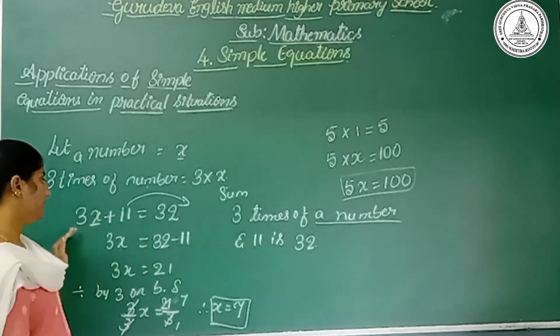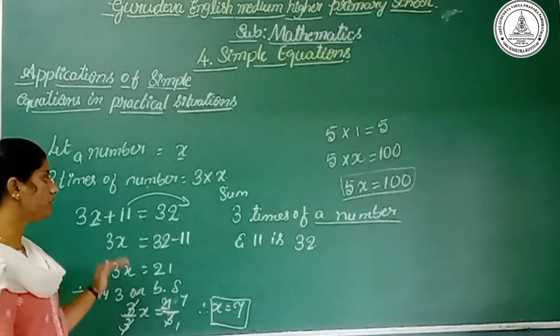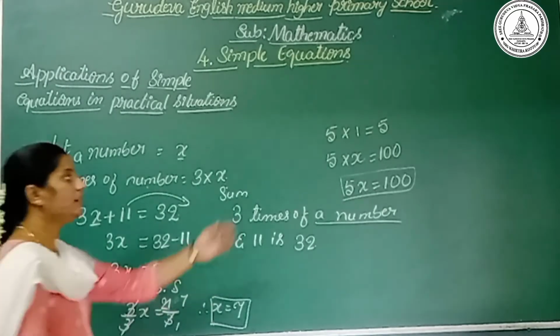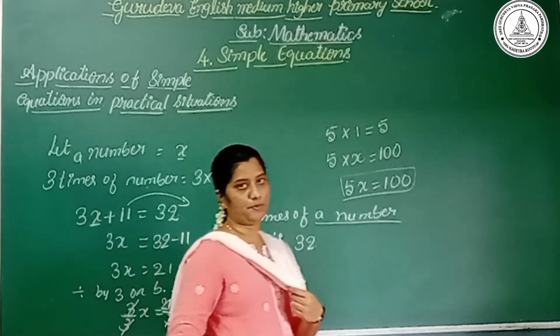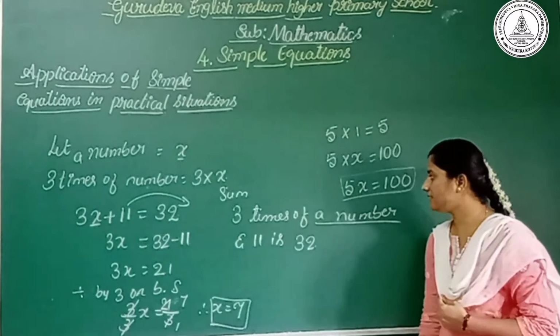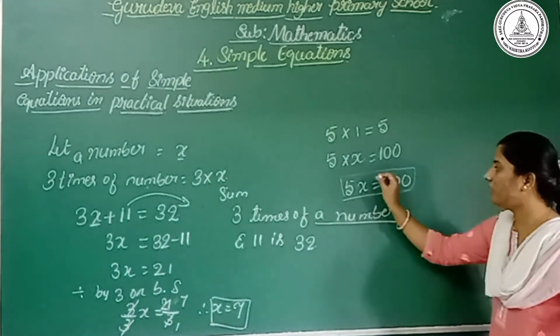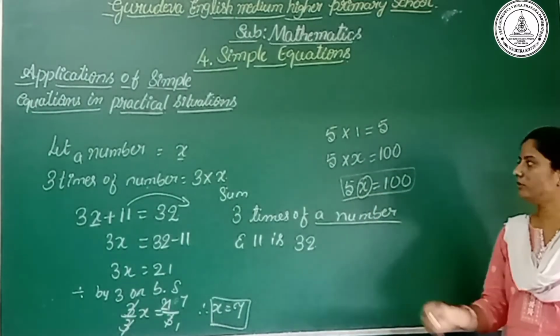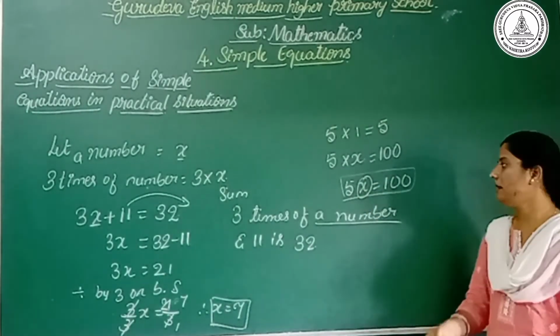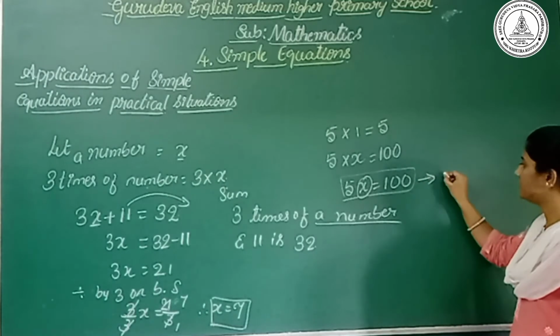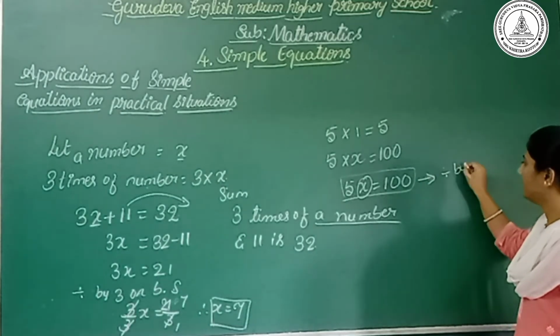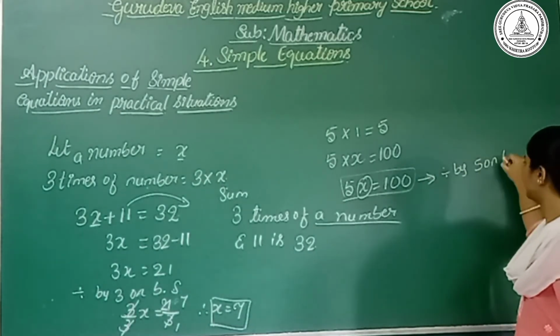So we have learned the transposing method while solving the equation. Here also we have taken an example: 5x is equal to 100. What is the value of x here? You may use the separating the variable method. How do we separate the variable? Just divide by 5 on both sides.